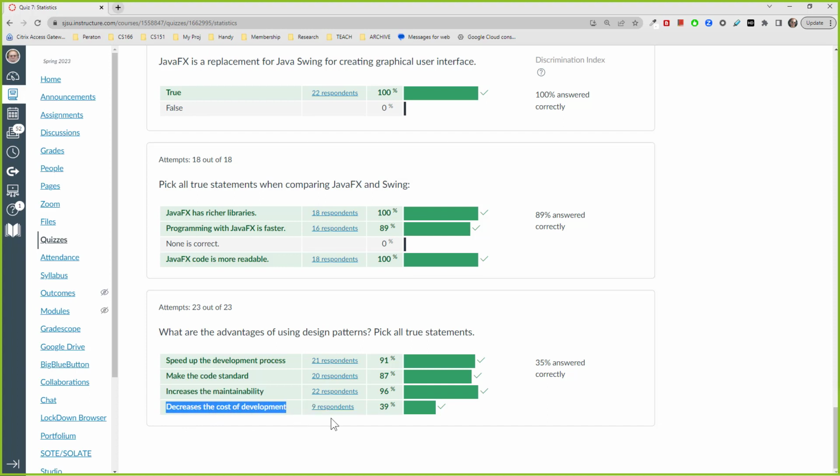So I'm wondering why 9 students pick this one. If you pick this one, speed up the development process, what does it mean? It means that you need to spend less money. Yeah. So if you pick this one, definitely you need to pick this one as well. They have a direct relationship between each other.